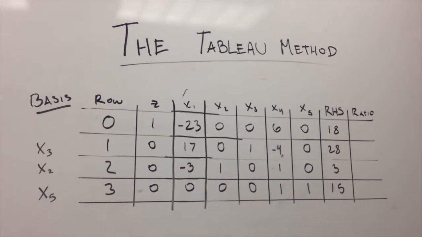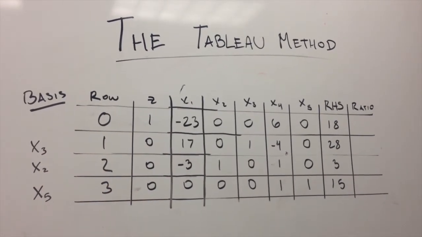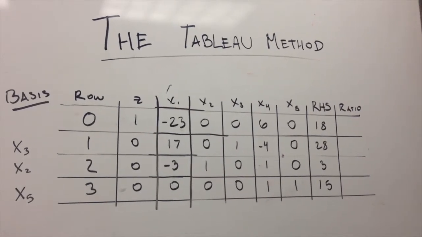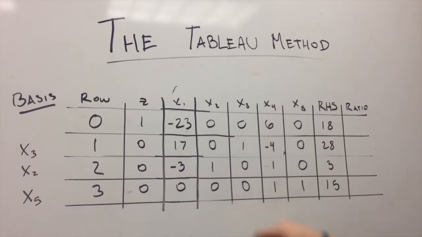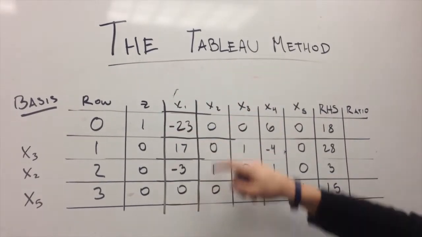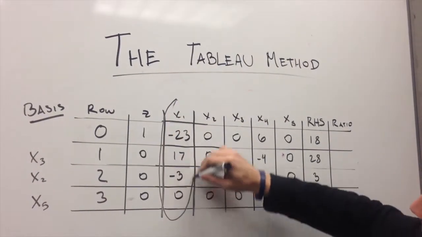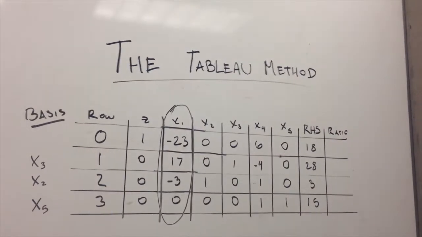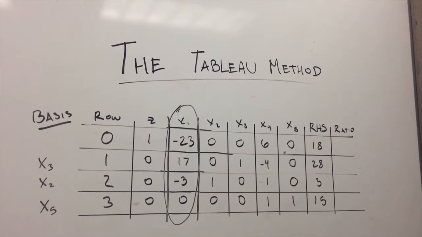For a tableau method, we have the basic variables x3, x2, and x5. We know that we're not optimal because there is a value less than 0 in row 0. Because negative 23 is the smallest value, we know x1 is going to enter the basis. We know x1 is not unbounded because not every element in x1 is less than 0.